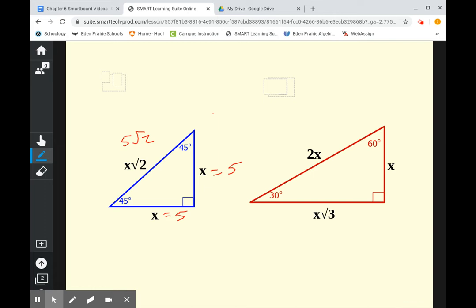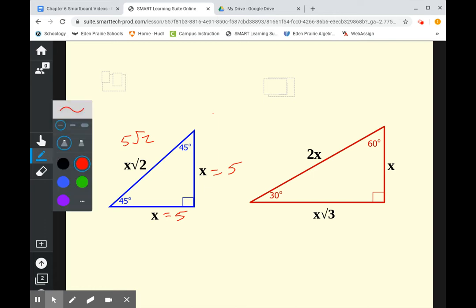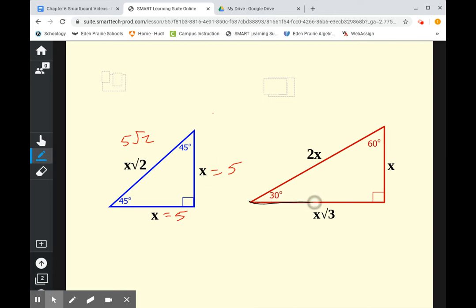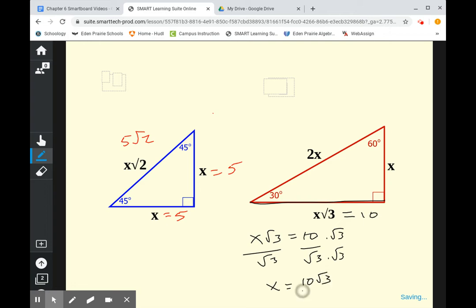For a 30, 60, 90 triangle, I'll make it a little more challenging. Let's say that this height of the triangle was 10. So it's going to get a little challenging. Now we set x root 3 equal to 10, and then we solve it. Divide by root 3, even rationalize that, and x is actually 10 root 3 over 3.